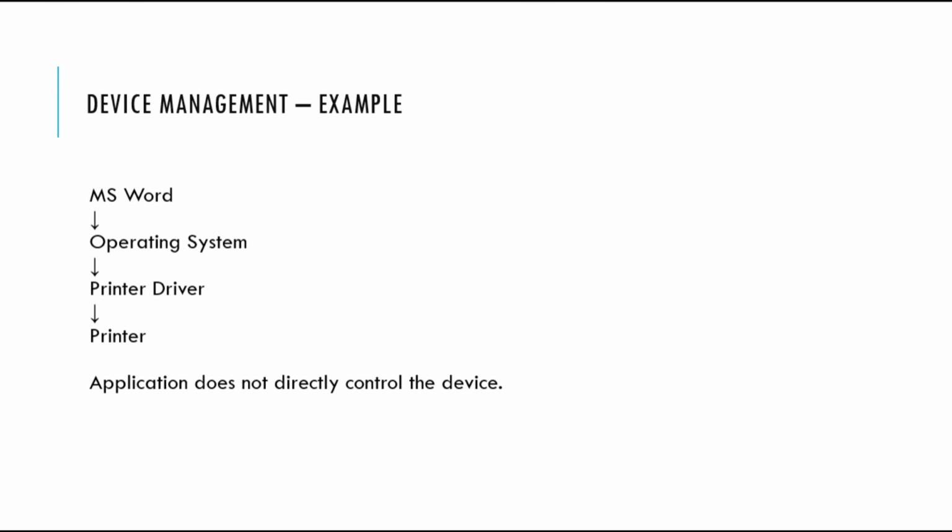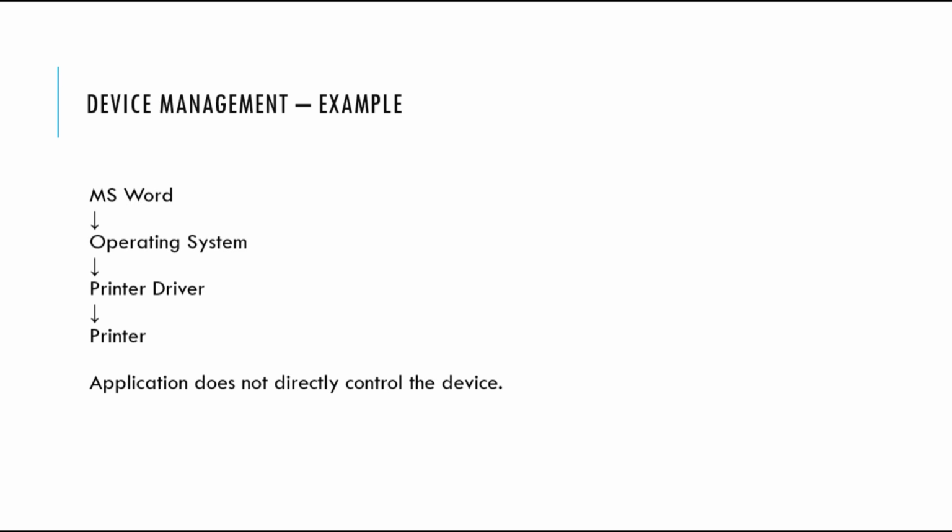For example, when you press the print button in MS Word, Word sends a request to the operating system. The operating system communicates with the printer using the printer driver. Then the printer starts printing. The entire communication is managed by the operating system.